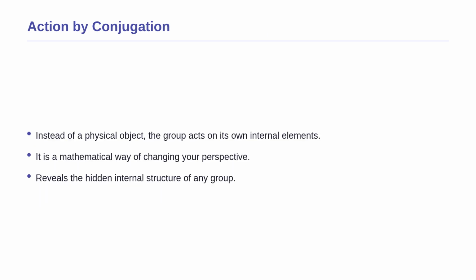So, we have proven our core theorems. This brings us to a more abstract scenario that is incredibly important in advanced mathematics: action by conjugation. Instead of a group acting on a physical object, like a square, we will look at a group acting on its own internal elements. This might seem abstract, but it is essentially a mathematical way of changing your perspective or coordinate system, applying an action and then changing the perspective back. It is one of the most important tools for understanding the hidden internal structure of any group.